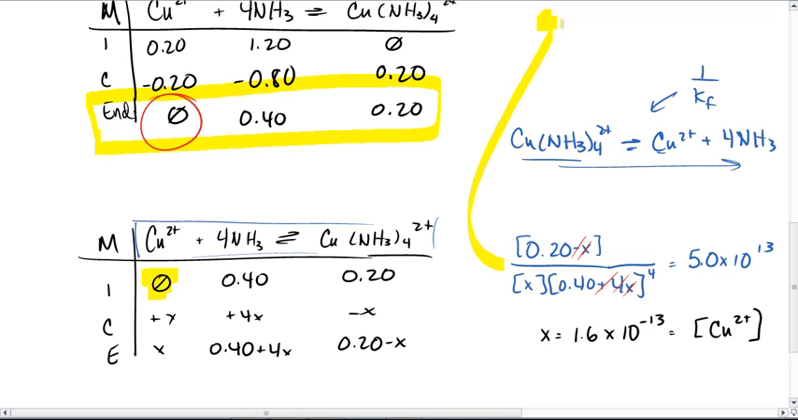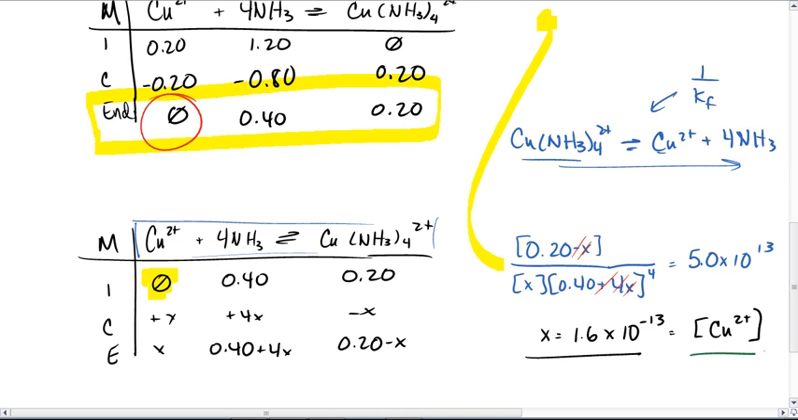And then I 5%ed it. Because we already established that x is so small your calculator couldn't deal with it, so it almost certainly is less than 5% of 0.2. And so I 5%ed it. When you do that, you get x is equal to 1.6 times 10 to the minus 13, which I can guarantee you is less than 5% of these things. It's a really teeny tiny number. And so that is your copper ion concentration.